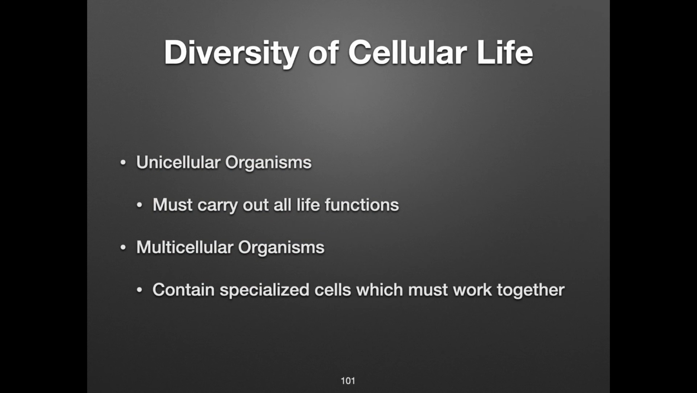The last slide we want to show is simply talking about the diversity of cellular life. I just want to remind you, we have organisms that are unicellular and others that are multicellular. Remember that unicellular organisms have to carry out all of the life functions on their own. So all of these cell transport models that we just discussed, these unicellular organisms have to be able to do. Multicellular organisms contain specialized cells which have to work together, but they have cells that perform specific functions and do not have to do everything on their own.